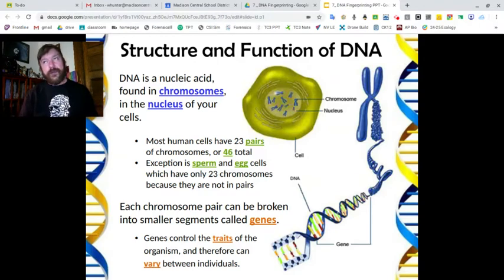In bacteria, the DNA is kind of free floating, so it's a little different. Normal humans have 23 pairs of chromosomes. Egg cells and sperm cells have half of that because they need to be able to combine together to form a full 46 total. Each chromosome has regions on it that are broken down. They're called genes. Each gene controls a trait or sometimes more than one trait if they're working in conjunction with other genes in the body. They vary between individuals. This is what makes us all different from each other.